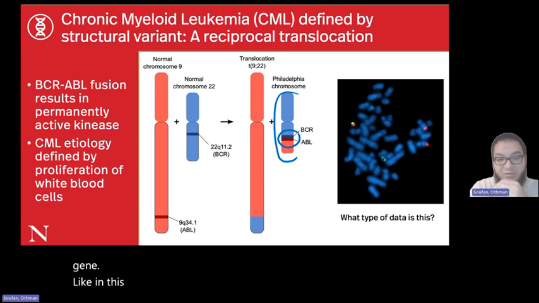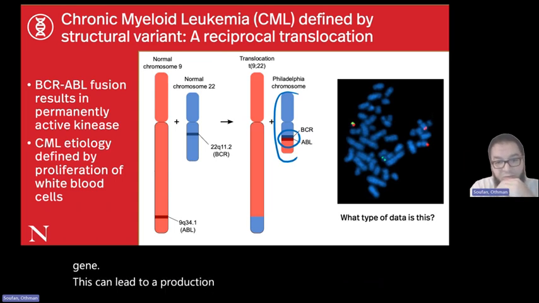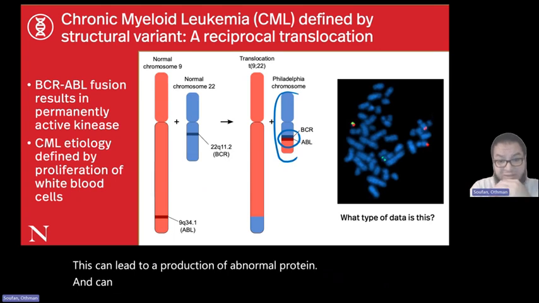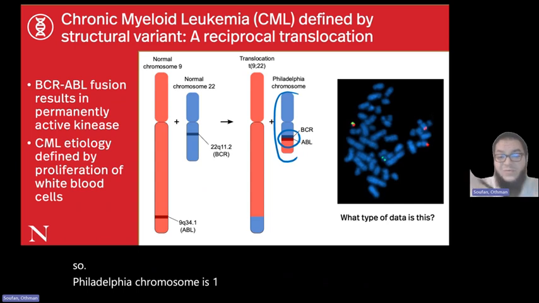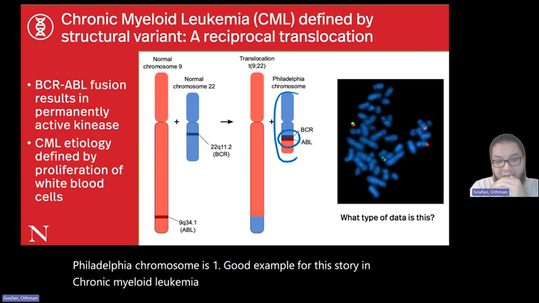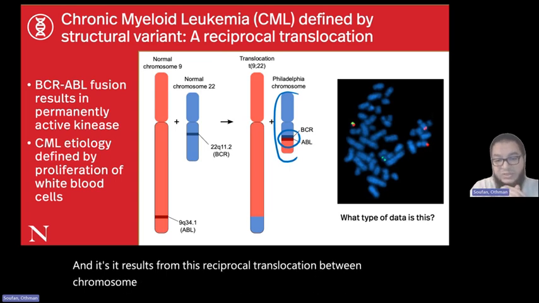In this case, we're referring to this gene as the BCR-ABL fusion gene. This can lead to production of an abnormal protein and can eventually contribute to disease development. So the Philadelphia chromosome is one good example for this story in chronic myeloid leukemia, and it results from this reciprocal translocation between chromosome 9 and chromosome 22.